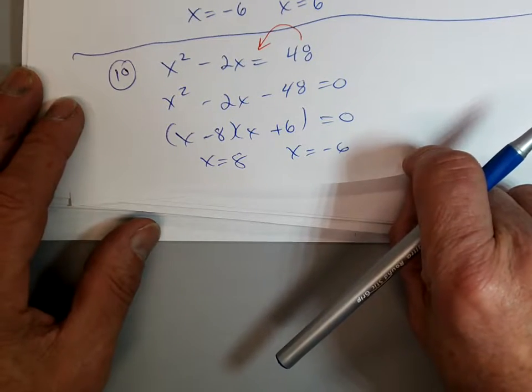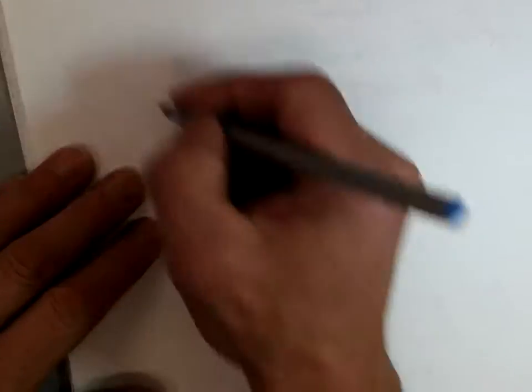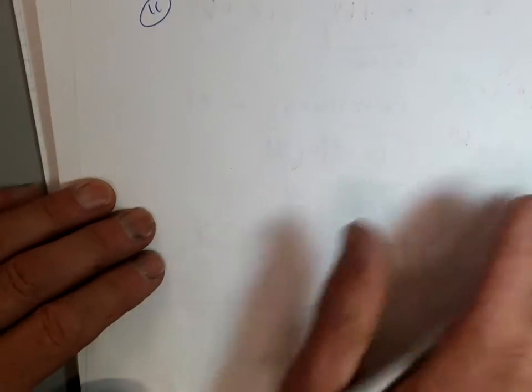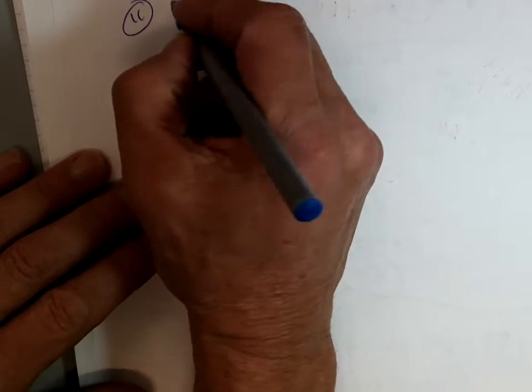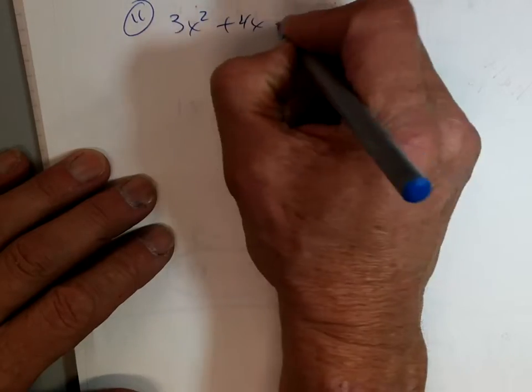Turn the page. All right, number 11. Oh, we got lots of time. I don't think we've ever worked with 11. No, we're going to start that after this chapter, actually. 3x squared plus 4x plus 1 equals 0.